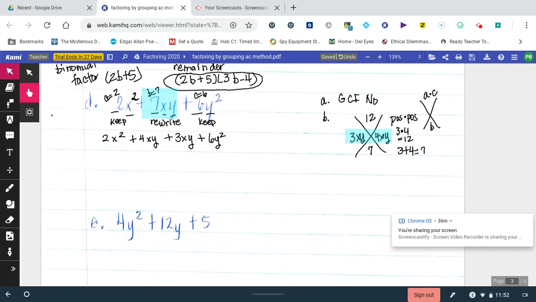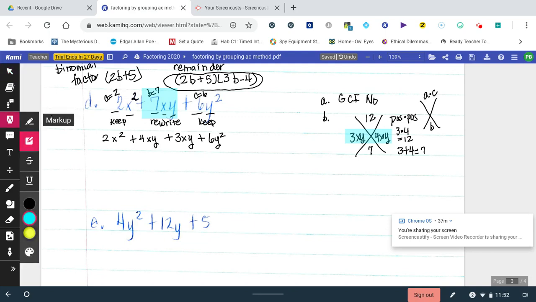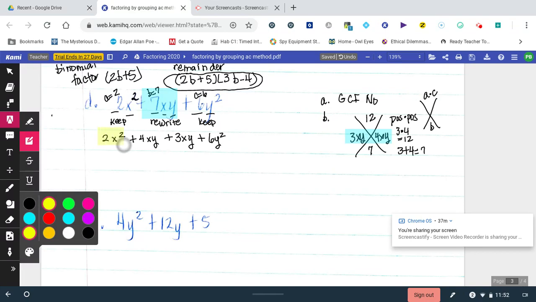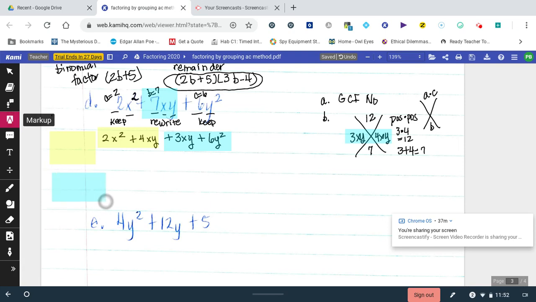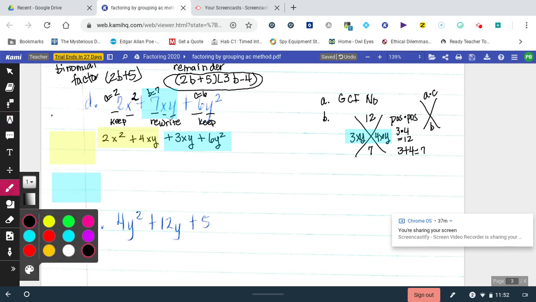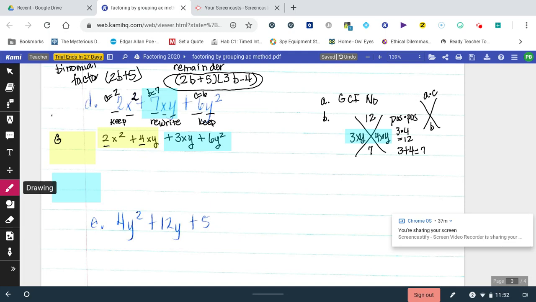Okay, let's go ahead and group. There we go. This block in yellow with a GCF here. And then I'm going to do this block in blue with the GCF here. And then I'll get my common binomial factor. All right, so between 2 and 4, the GCF is a 2. That's the greatest divisor. Okay, I don't like that F.